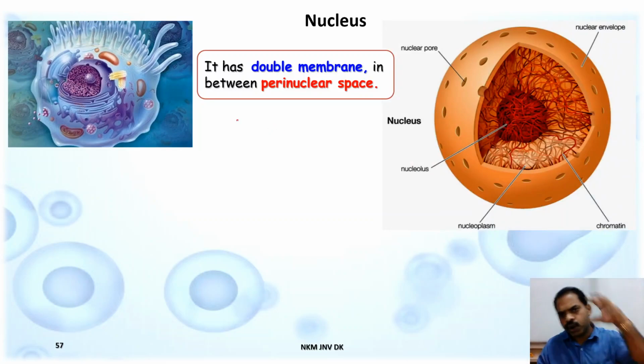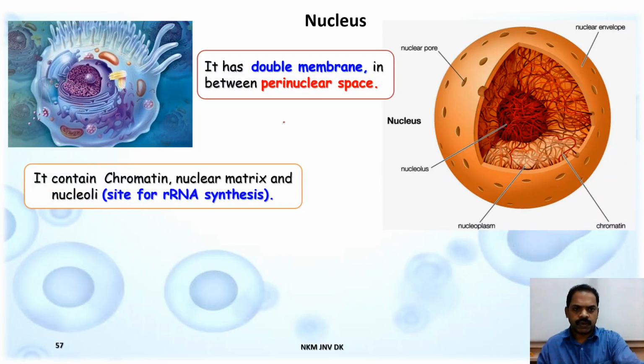So basing on whether the nucleus is present or not, whether that double membrane structure is present or not, we are categorizing the organism into prokaryote and eukaryote. So the double membrane is there, and in between the membranes a space is there. That space is called the perinuclear space.